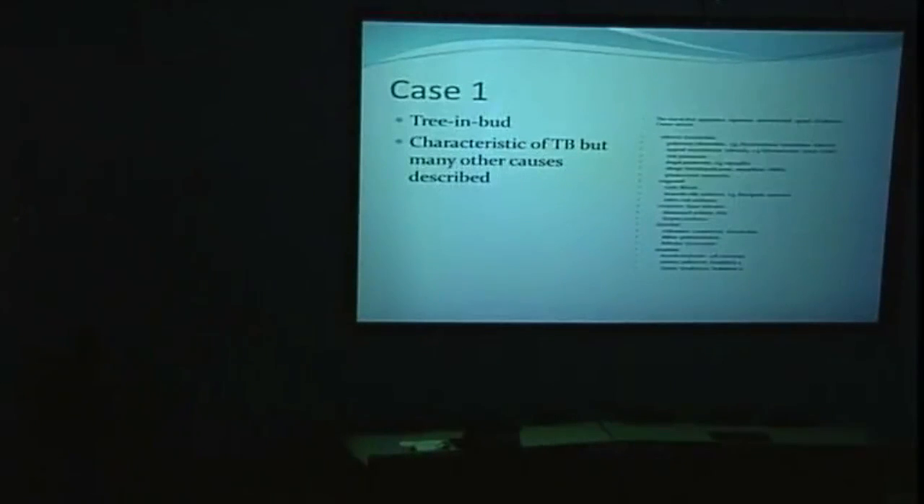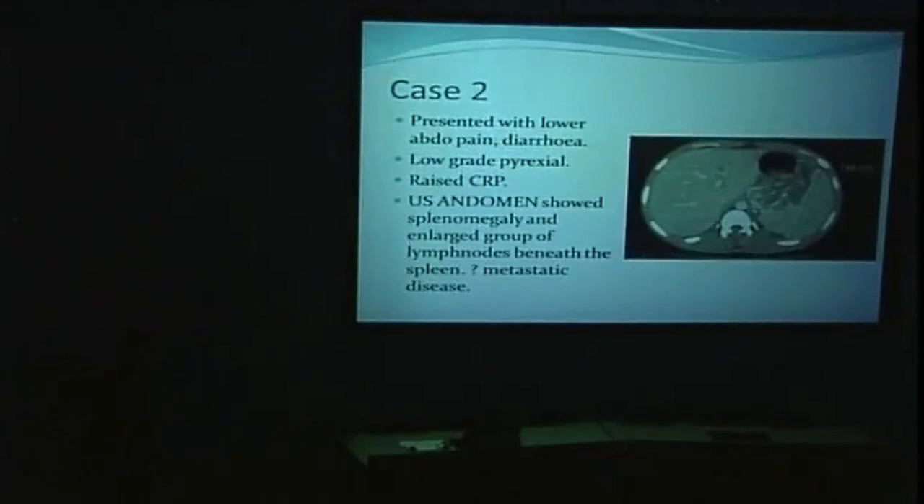And here's a little helpful list that I just want you to remember of other causes of tree-in-bud appearance. So just to remember, it's not pneumonia. Here's another patient, who came with lower abdominal pain and diarrhea, low-grade pyrexia, and raised CRP.